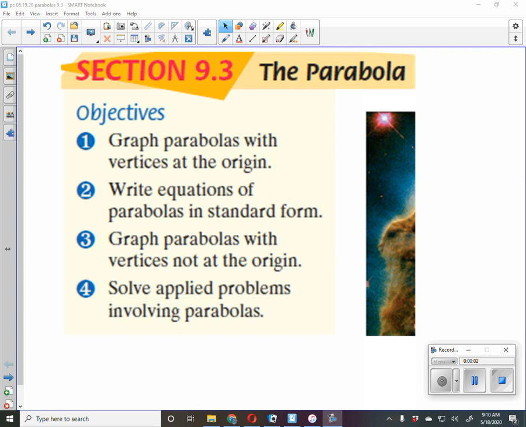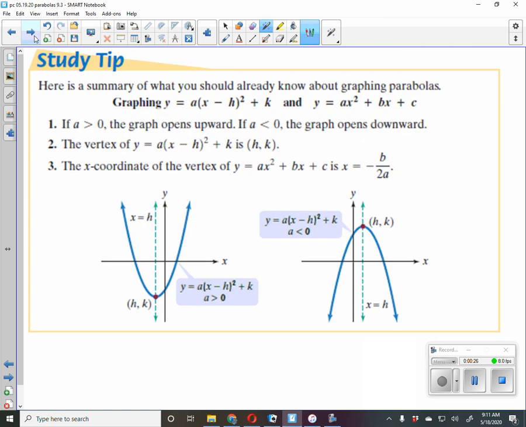Okay, we are graphing parabolas again, only we're going to look at it from a slightly different viewpoint. Again, graph from the origin, standard form, not from the origin. We'll skip the applied, but unfortunately that's the best part of it, getting to apply this stuff. You need to know the mathematics of it all though.